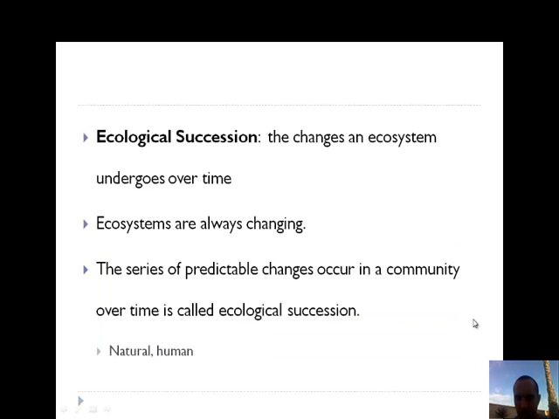So, at the very beginning of the formation of any area, there's going to be ecological succession. And that's going to be the changes in the ecosystem over time. So they're never going to be static. Even if something was a desert at one point, it could change drastically. It could be a rainforest at a later point in time. And there's a series of predictable changes that occur in a community over time, and it's called ecological succession.